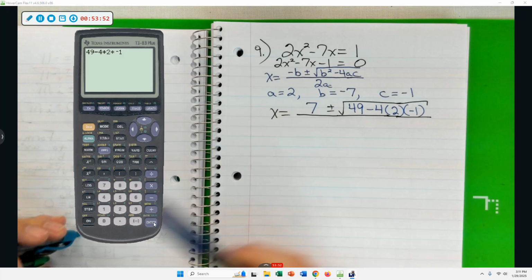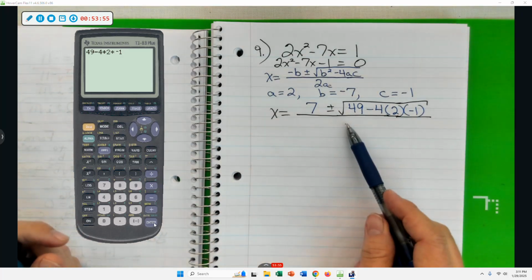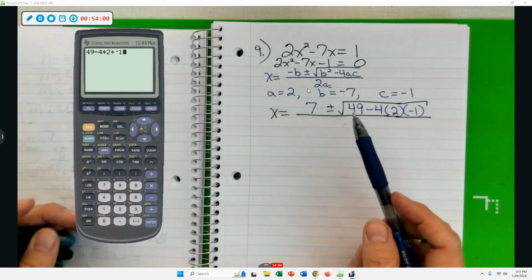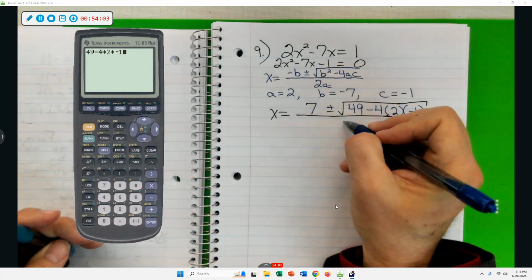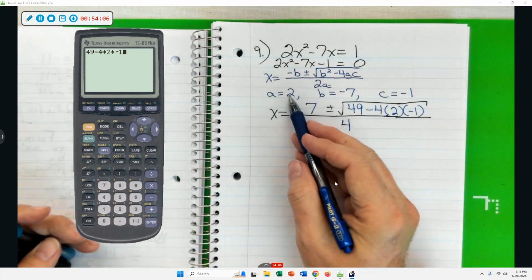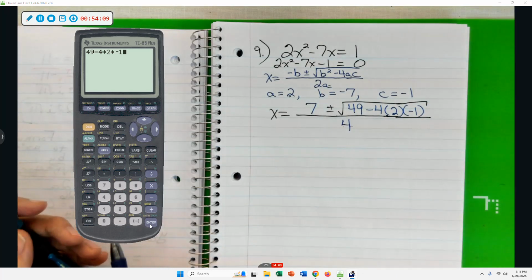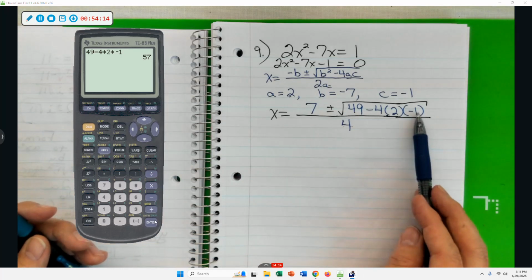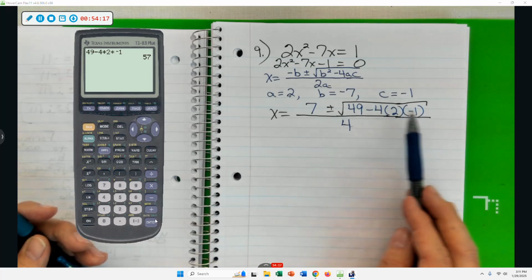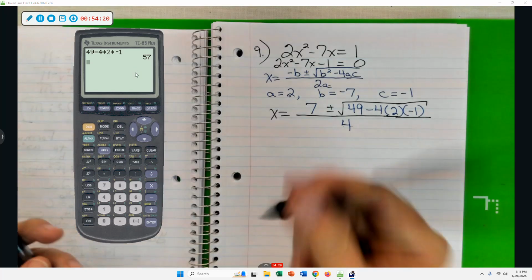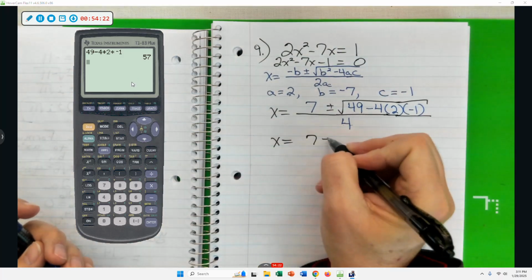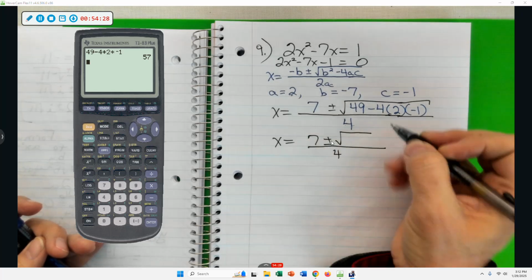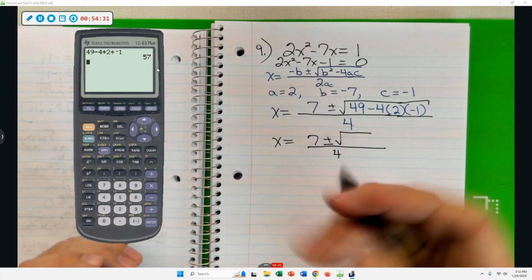What have we got in the denominator? 2 times a. What am I going to have down here? 2 times 2 equals 4. Okay, good. 2 times the a value of 2 gives me a denominator of 4. And so we have 49 minus 4 times 2 times negative 1. I said that that was a positive 8. 49 plus 8. Wait a minute, plus or minus. Oh, plus or minus, thank you. 49 plus 8 gives me 57.